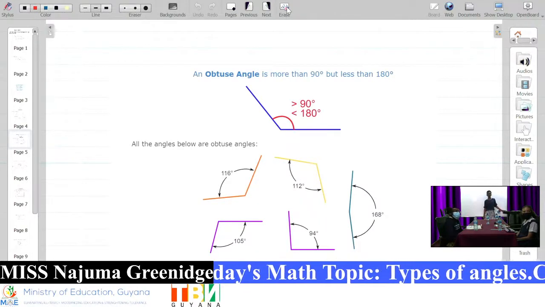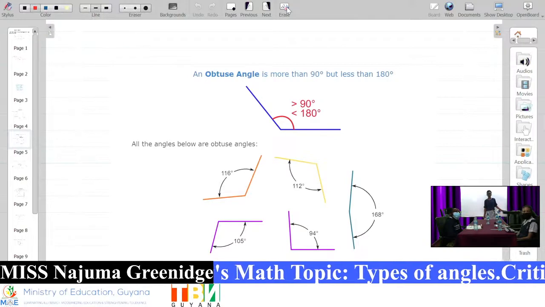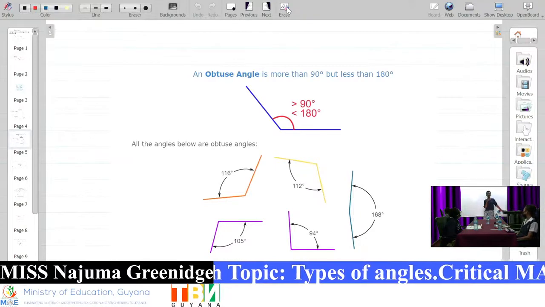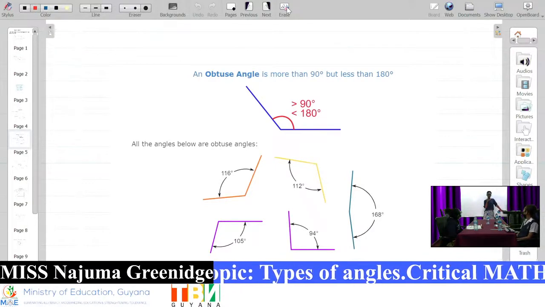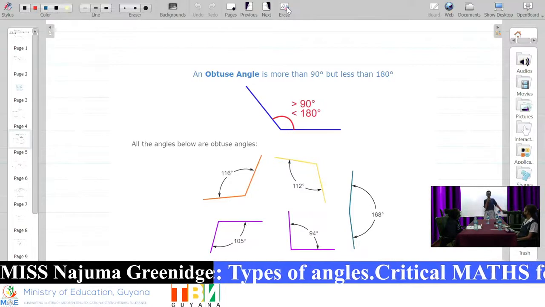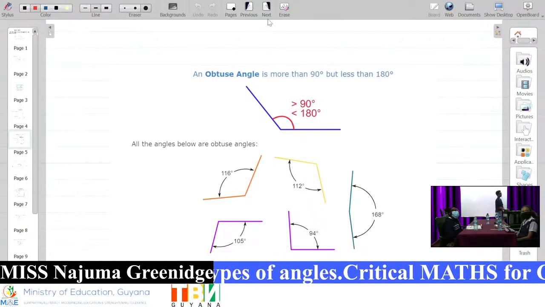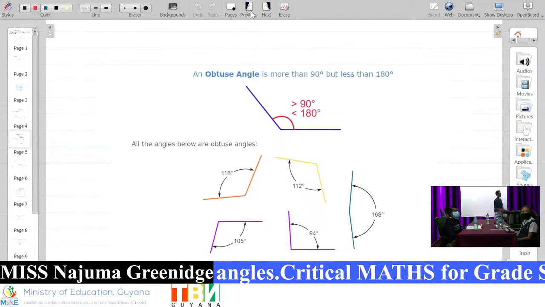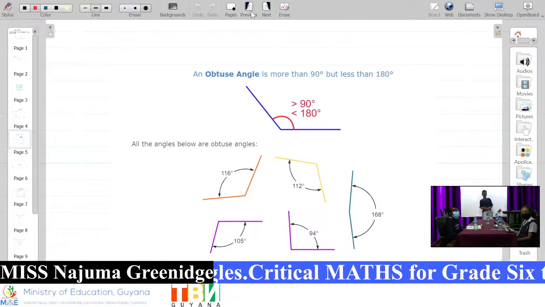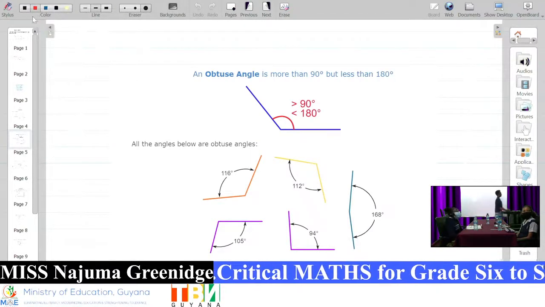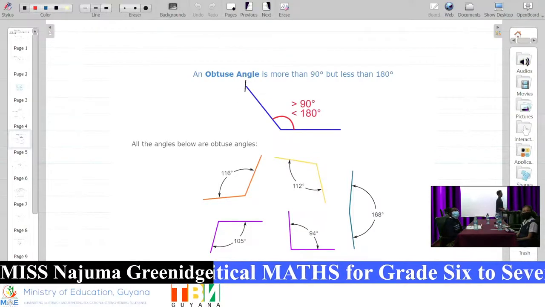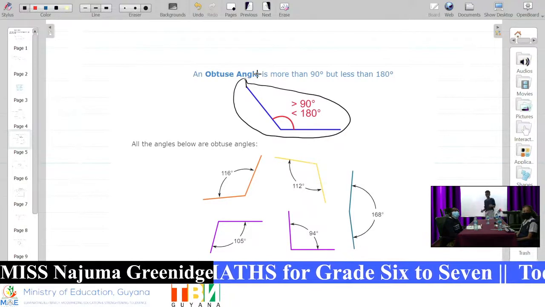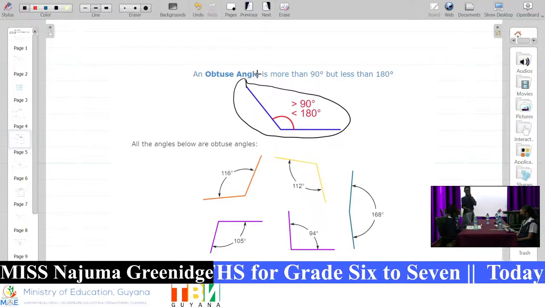So notice our sign there, greater than 90, but less than 180. So all angles depicted there would be angles which are more than 90, but less than 180. So notice the difference there. All right? Because sometimes, let me go back a bit. Sometimes students can only identify an angle if it's like this. If it's like this. If it's like this, right?